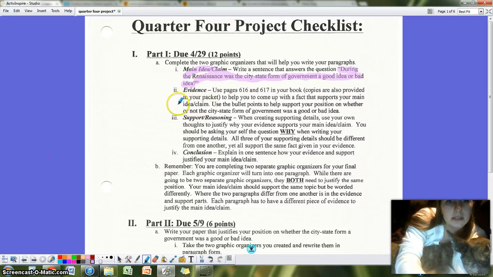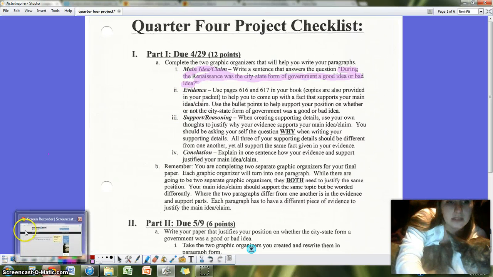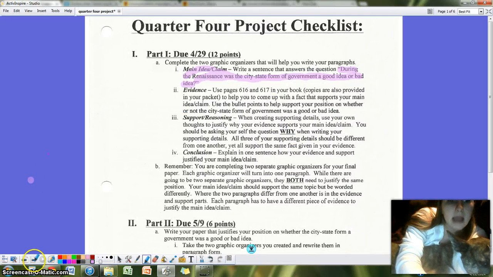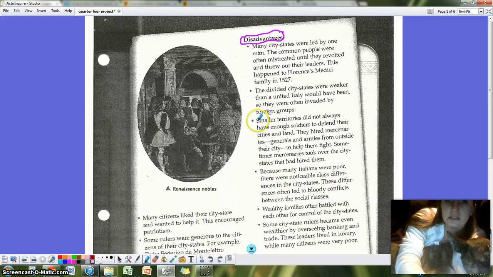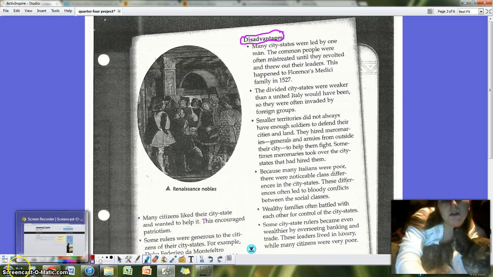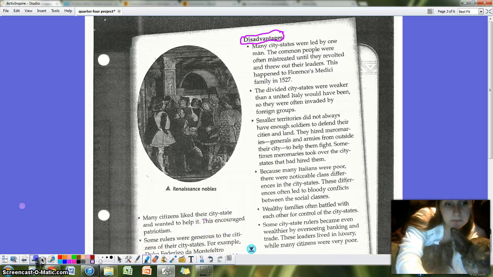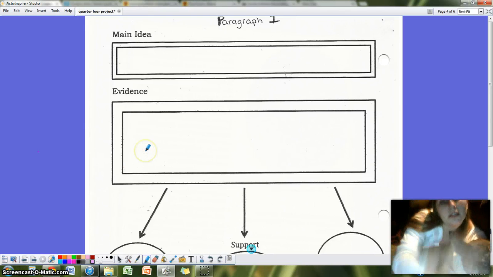Now we're going to go back to the graphic organizer and we're going to look at the evidence part. This goes back to the 2 pages that you just read about, whichever one you decided. If you decided to use disadvantages, you're going to take one of these bullet points, or if you decided advantages, you're going to take one of the bullet points under advantages, and you're going to use that for your evidence.